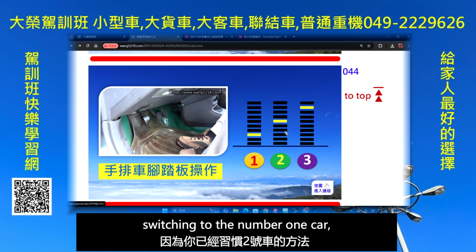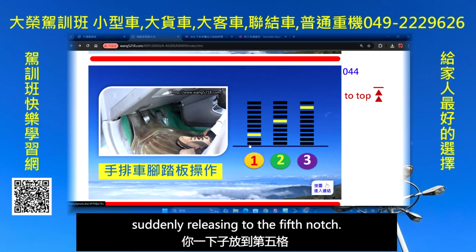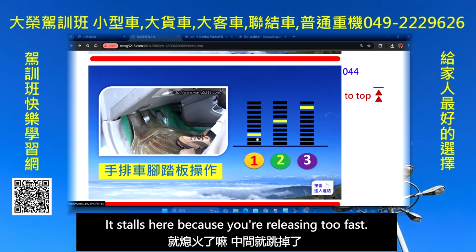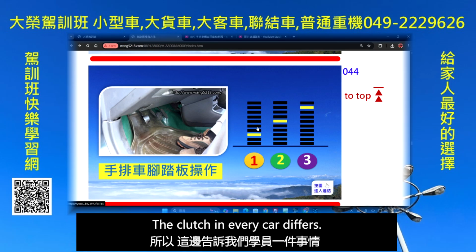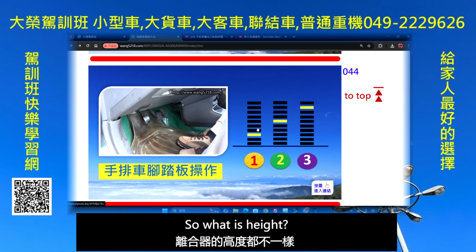Switching to the #1 car, you might suddenly release to the 5th notch. Suddenly releasing to the 5th notch leads to stalling because you jump past the 3rd. It stalls here because you're releasing too fast. So this teaches students something important. The clutch in every car differs. The clutch height is not the same. So what is height? It's the friction point.